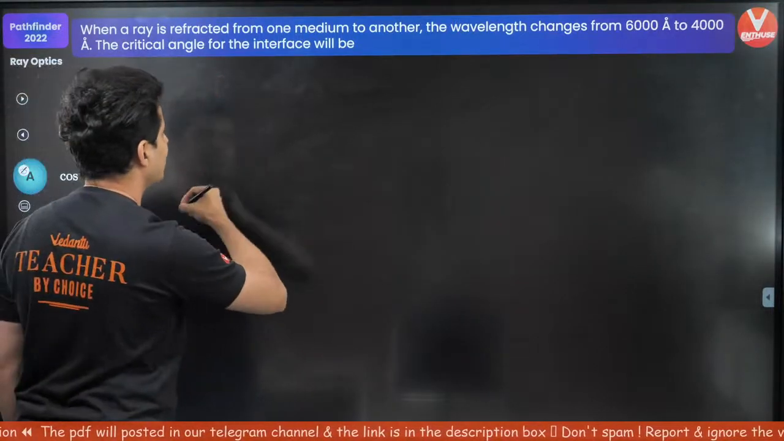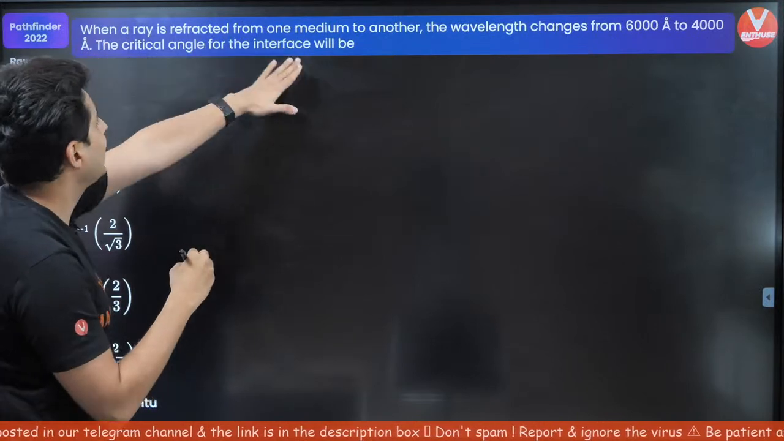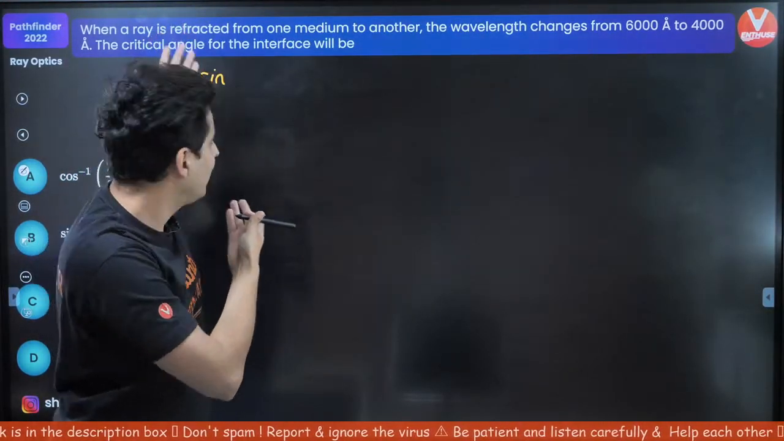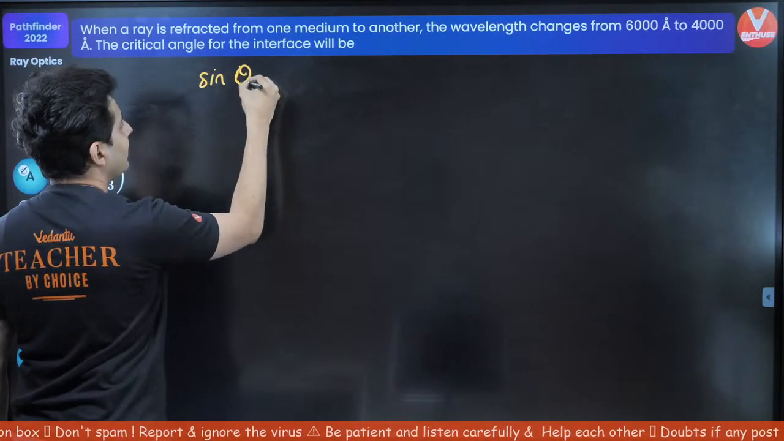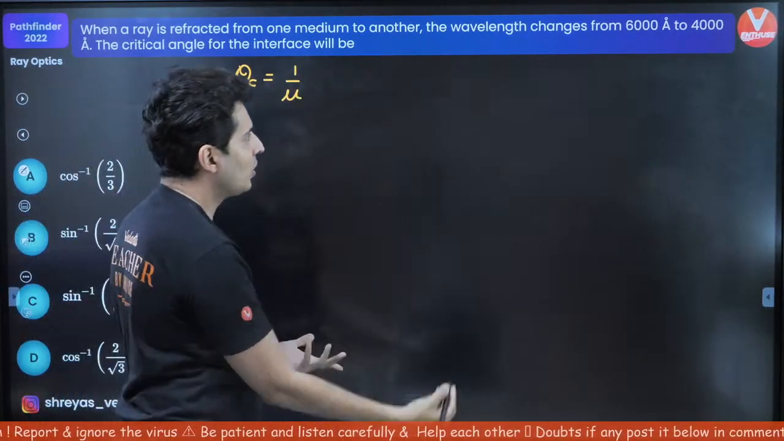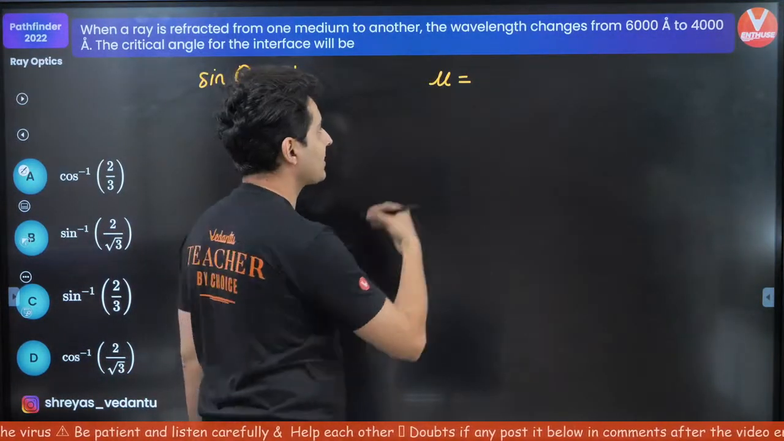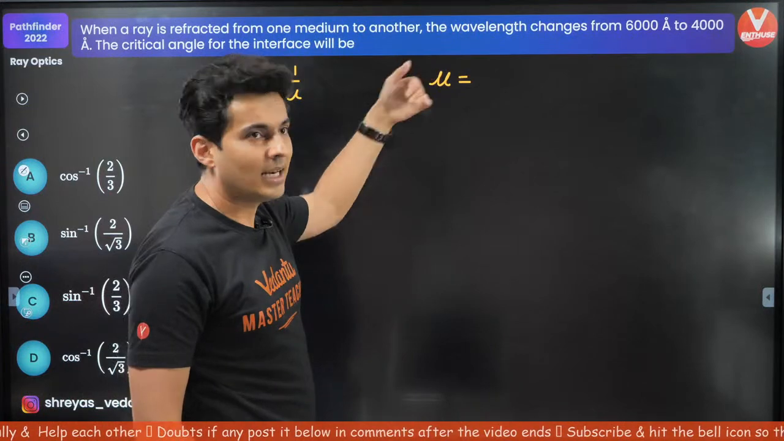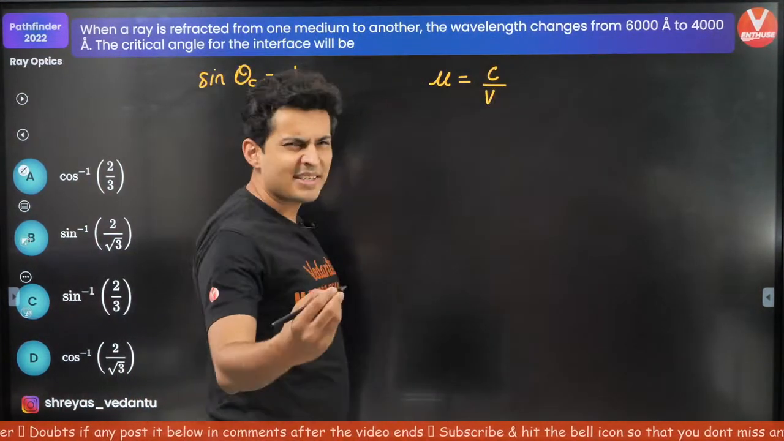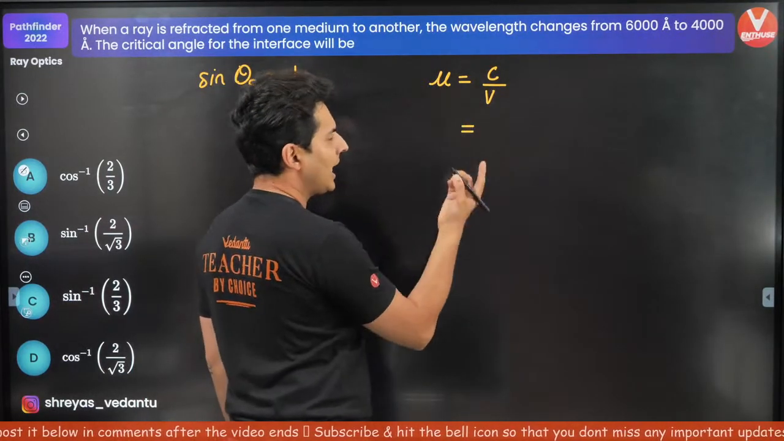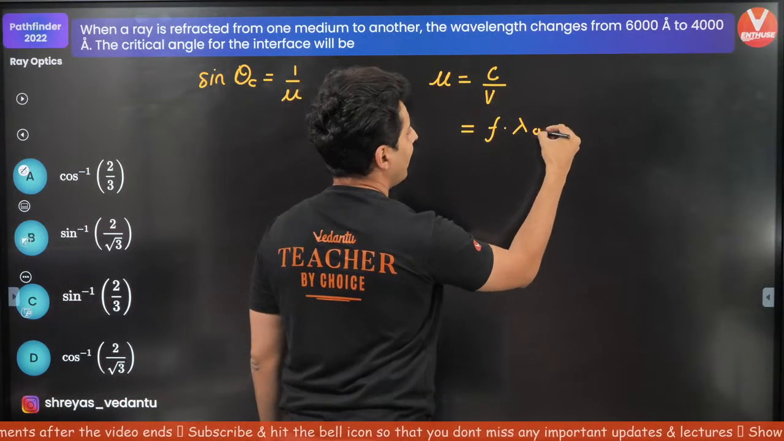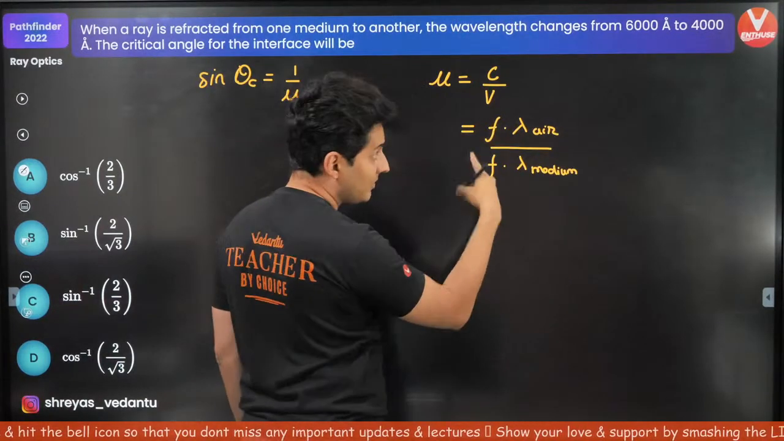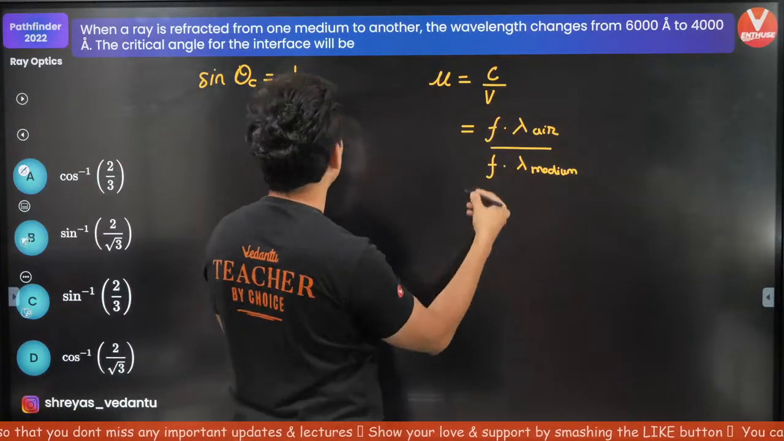And I think I mentioned about this. To find the critical angle of the interface, what was the formula? Sine of the critical angle theta was 1 by mu. I need mu. So how do I get mu? Mu, refractive index, will be the speed of light in air upon speed of light in that particular medium. So it will be c divided by v. Speed of light, I can write it as frequency into wavelength in air upon frequency into wavelength in that particular medium. Wavelength changes, frequency is same. So it will be wavelength of air upon wavelength of medium, frequency gets cancelled.